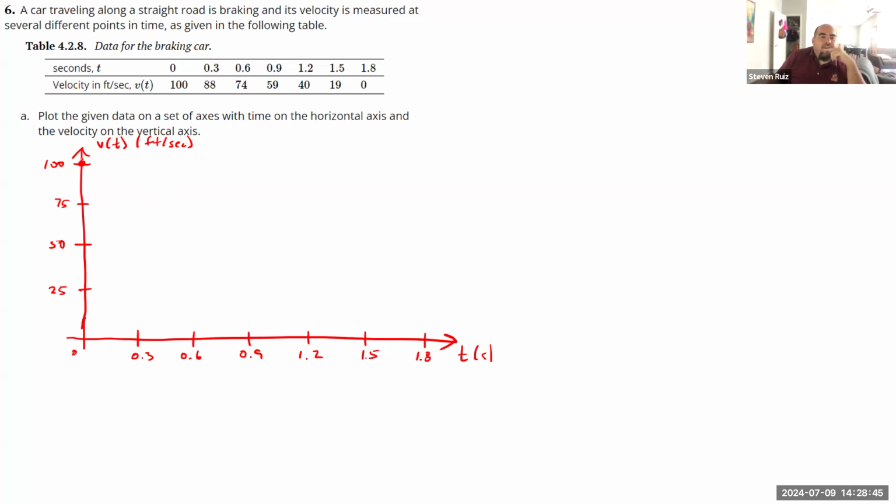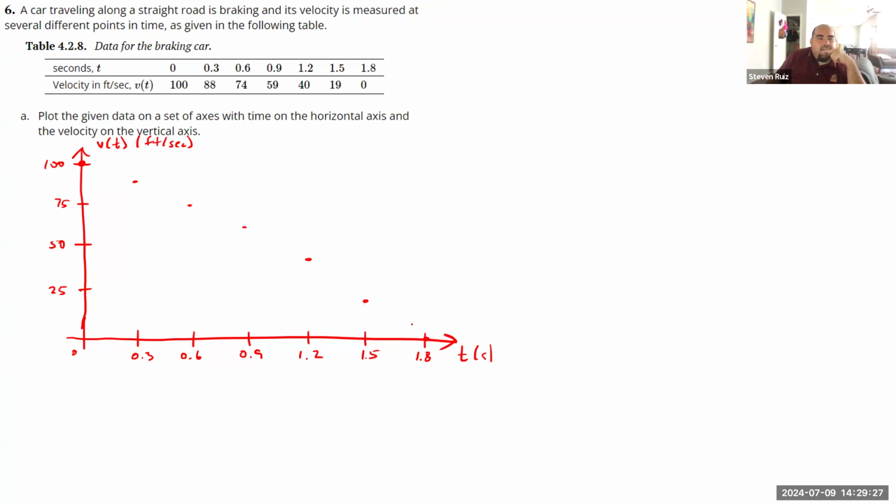At time 0, we have 100 feet per second as our velocity. At time 0.3, we have 88. At time 0.6, we have 74. Time 0.9, we have 59. 1.2, 40. 1.5, 19. And then 1.8. Okay. Is that all we were asked for?